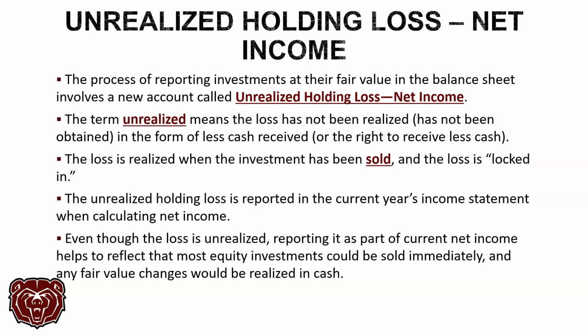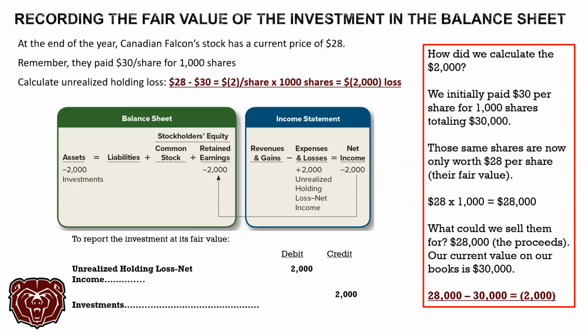And any change in fair value is going to be realized in that cash loss or that cash gain, and that's when it's locked in, that's when it's realized. So let's look at one that's recording the fair value of the investment in the balance sheet. So at the end of the year, Canadian Falcon stock has a current price of $28.